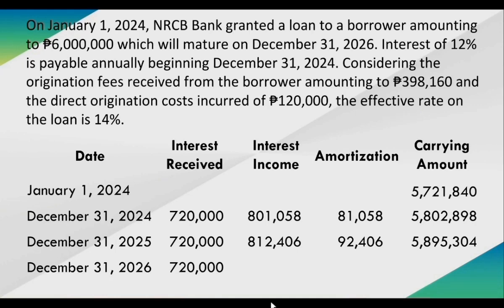Hence, for the last row of the amortization table, the right approach is to first write the principal amount of 6 million here. Then, subtract the previous carrying amount of 5,895,304 and write the difference here as the amortization for 2026. If the amortization is 104,696 and the interest received is 720,000, how much must be this interest income here?